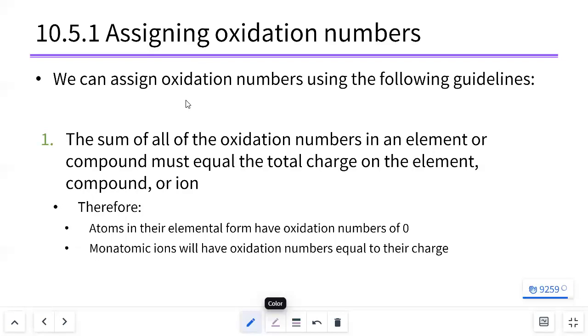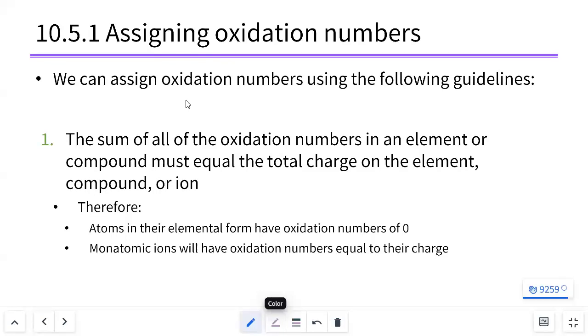Now, going about assigning these oxidation numbers can be a little bit of a process. But luckily, we have a few guidelines that can help point us in the right direction. The first guideline, and this guideline supersedes all other guidelines, is this: the sum of all of the oxidation numbers in a given substance has to equal the charge on that substance. So if the substance is uncharged, neutral, all of the oxidation numbers have to equal 0. If the substance is an ion, all of the oxidation numbers have to add up to the charge of that ion.